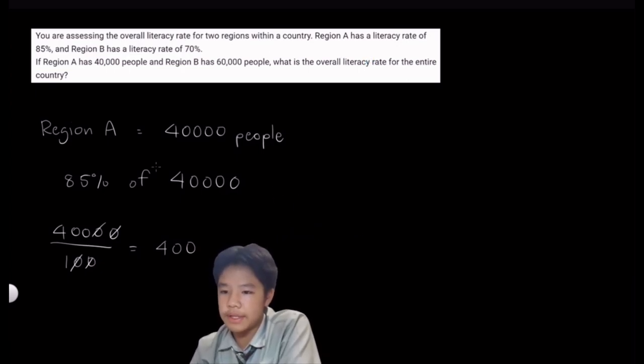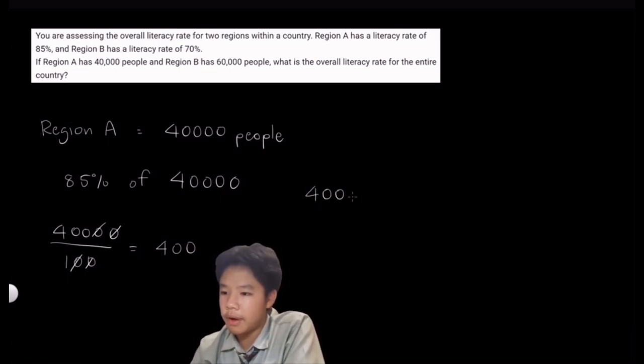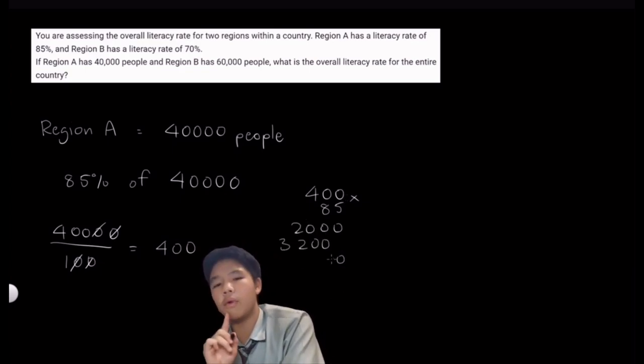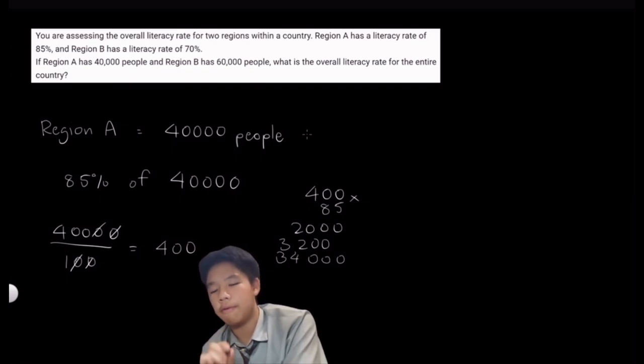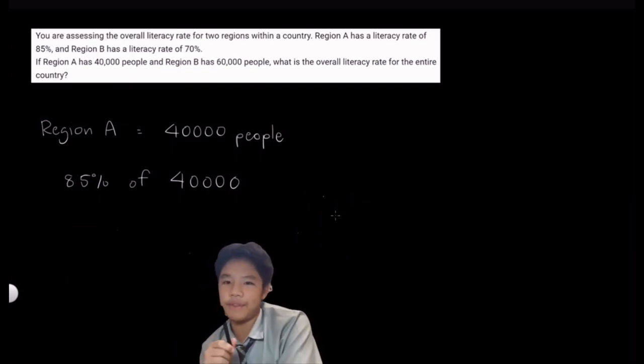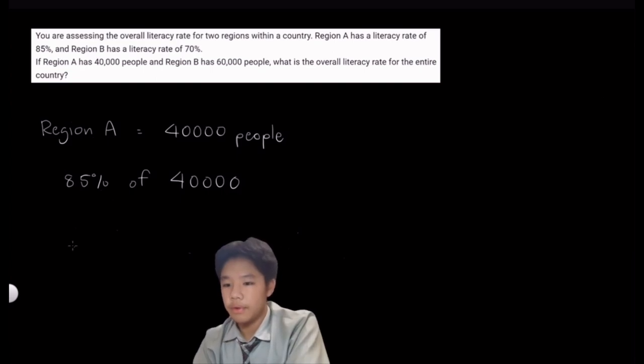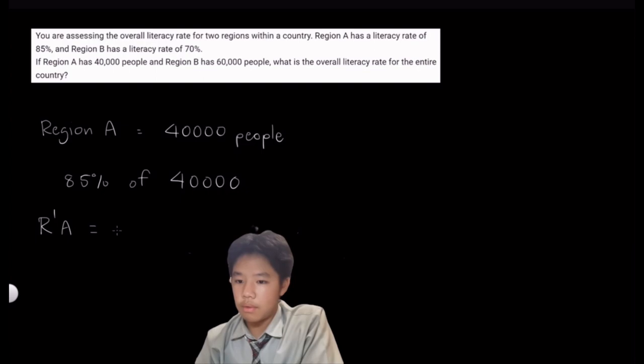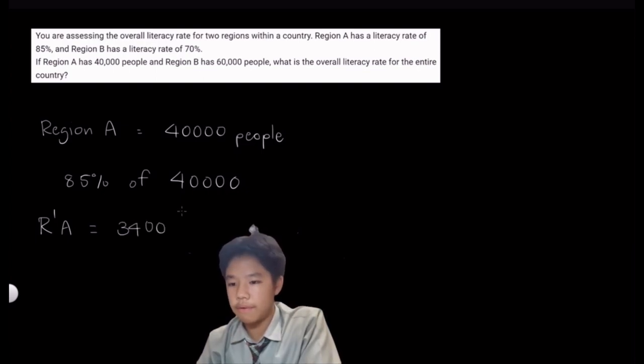The next logical step is to multiply it back by 85, so we get 400 multiplied by 85, so we get 34,000 people out of 40,000 people, and that is 85%. So now we have figured out that Region A has 34,000 people.